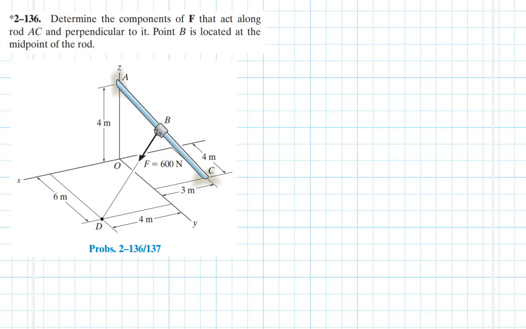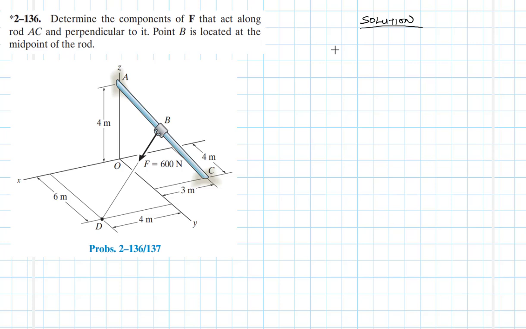Hello, I welcome you all to this another interesting screencast where we're going to be solving this engineering mechanics problem, and it reads: determine the components of F that act along the rod AC and perpendicular to it. Point B is located at midspan of the rod. The problem is coming from the Engineering Mechanics textbook, 13th edition by R.C. Hibbeler. All right.